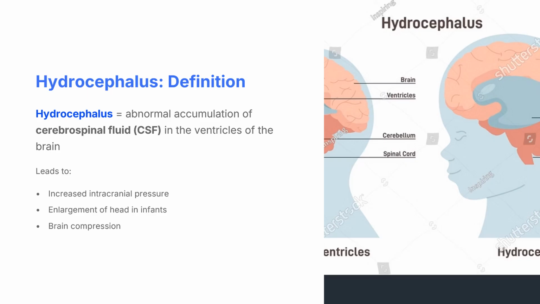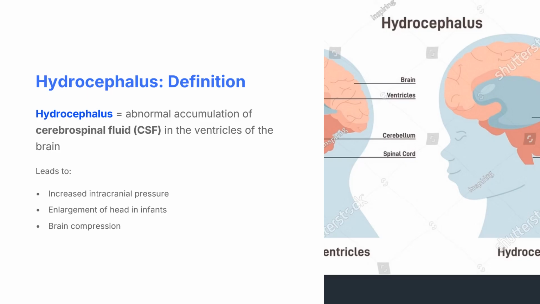Hydrocephalus is defined as abnormal accumulation of CSF in the brain ventricles. What happens basically is CSF is building and building, and there is no resorption of the fluid. That leads to increased intracranial pressure, enlargement of the head in the infant, and compression of the brain tissue due to enlargement of the ventricles. Okay. So please remember that brain compression is the real problem. The fluid accumulation is not the problem. Brain compression is what leads to neural death.